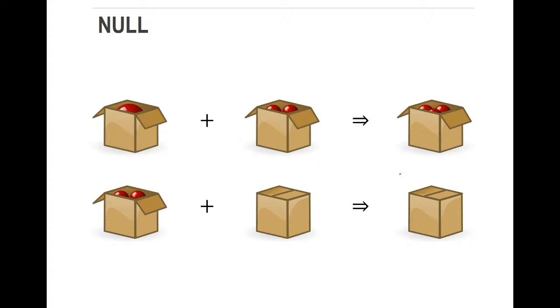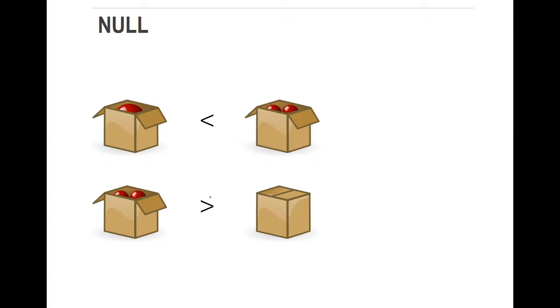Something more interesting is that if you try to compare using less than or greater than: is 1 less than 2? Well, the answer must be true, so what we get is yes, or a green box, a box containing a green ball. Is 2 greater than whatever this is? The answer is we do not know, because if the box contains 1, then it's yes. If the box contains 3, then it's not. So this one we do not know.